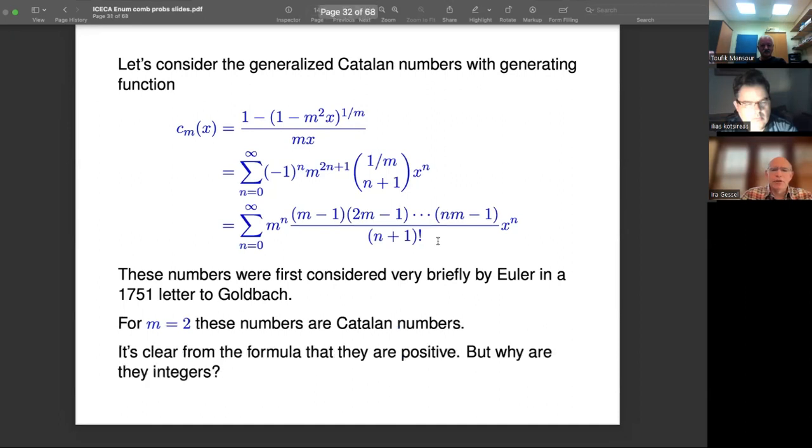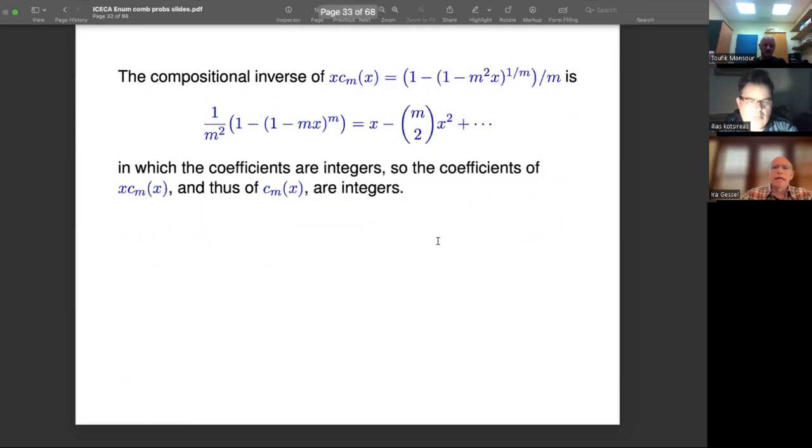So for m equals 2, they're the Catalan numbers, and we want to show that they're integers. Well, you can probably do this by looking at the power of a prime dividing the numerator and denominator, but an easier way is to look at x times c of mx and then look at its compositional inverse, which is easy to compute because if you set this thing equal to y, it's easy to solve for x in terms of y. And you find that the compositional inverse is given by this expression.